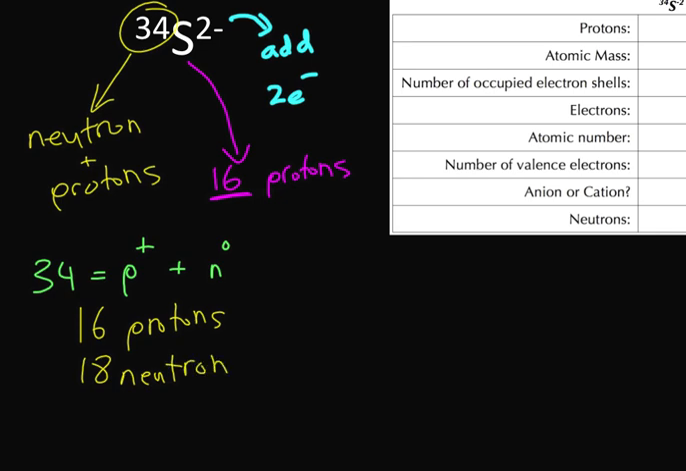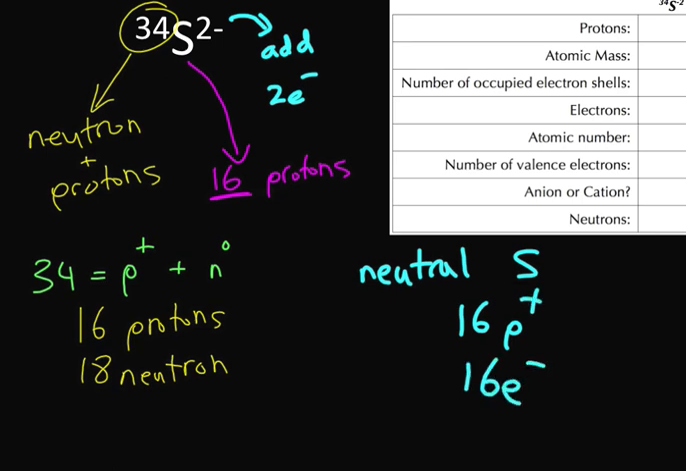Now, neutral sulfur, if you have no charge, then you have 16 protons and 16 electrons, because the negatives and positives have to balance each other. But we know that we have 2 extra electrons. So if neutral sulfur has 16 electrons, this ion has 18 electrons.